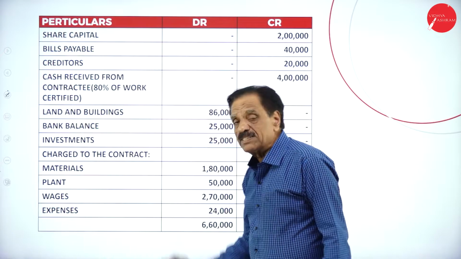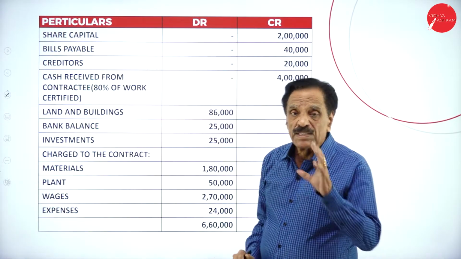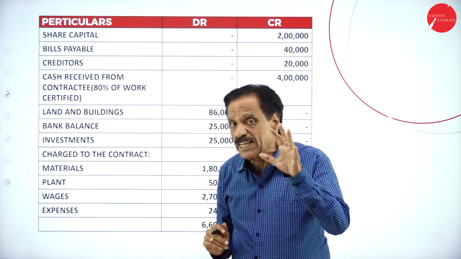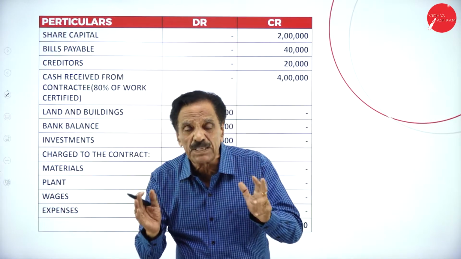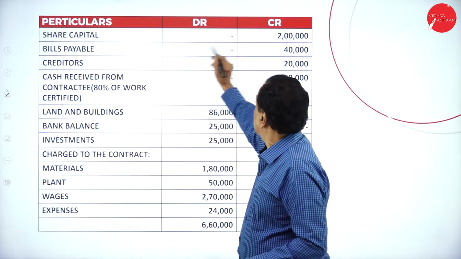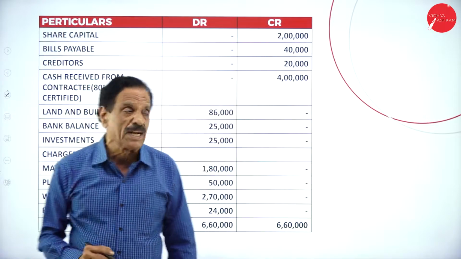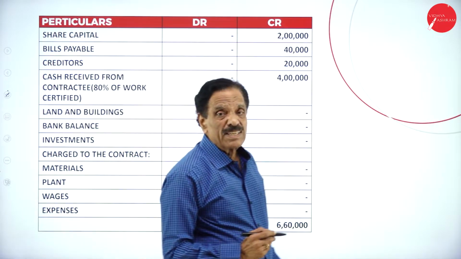What does the trial balance say? Debit side asset, credit side liability. Debit side expenses, credit side income. What's trial balance? It's arithmetical accuracy of books of account. What's the debit side? Asset. Credit side, liability. All expenses will be shown on the debit side. All income will be shown on the credit side.